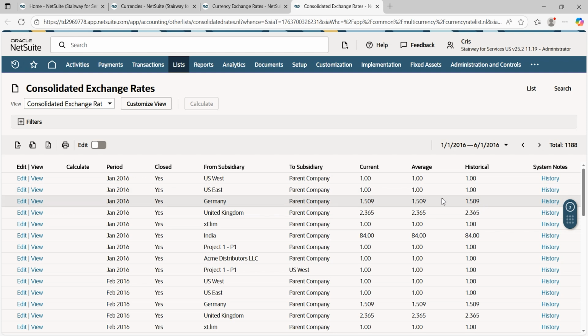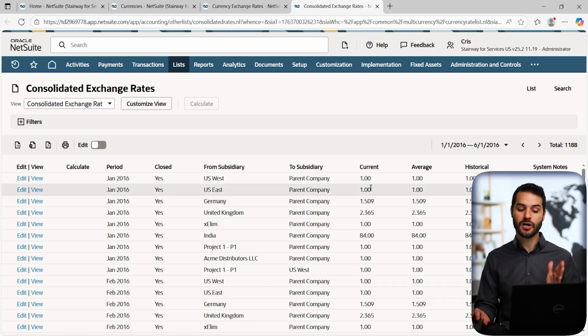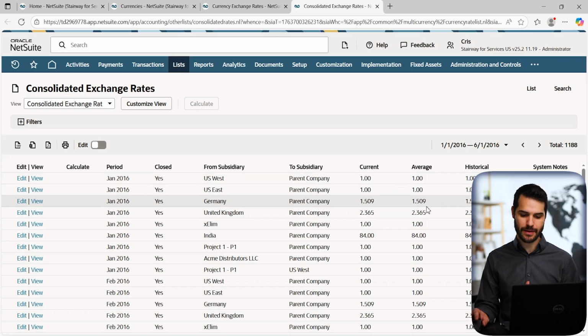Generally speaking, you're going to see it be similar or exactly the same as average. And historical is usually used for equity accounts. So specific accounts that have the rate type set as tied to equity, they're going to come up with slightly different numbers. So just keep that in mind. That is more of a niche use case. Generally speaking, current for balance sheet accounts, average for income statement accounts.